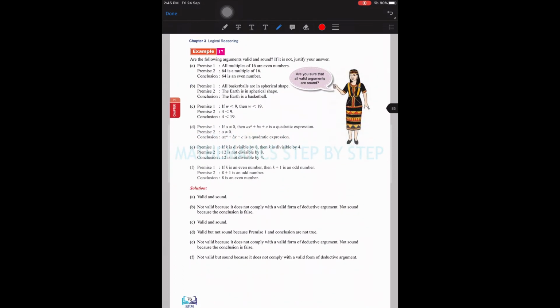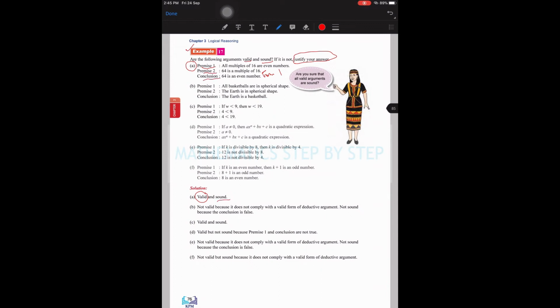Let's go through this example 17 together. Are the following arguments valid and sound? If not, justify your answer. So let's go through this part A together. All multiples of 16 are even numbers. 64 is a multiple of 16. 64 is an even number. This is in form 1. Okay, so it is valid and all the premises and also the conclusion are true, so it is sound.